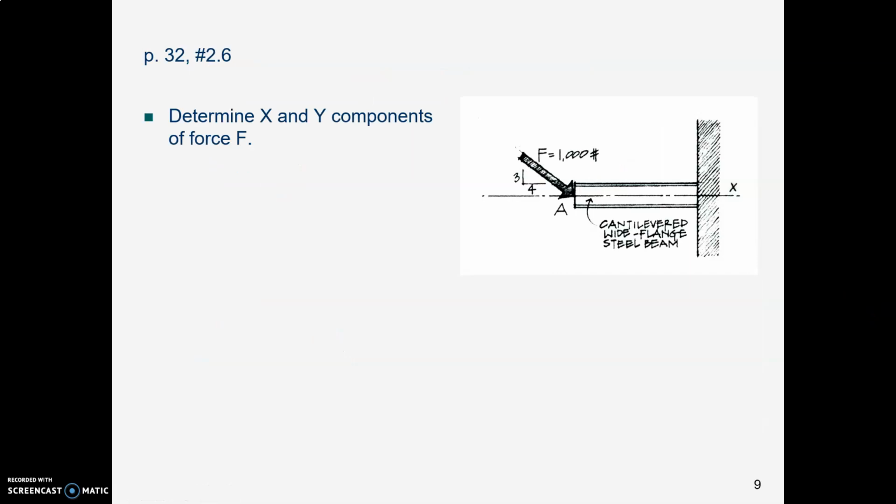Okay, now we have two problems that we're going to work on. And the first one here, we have a 1,000-pound force pointing at the end of this steel beam. And unfortunately, they don't tell us the angle of that force. They do tell us that it's sitting at a 3 to 4 rise over run ratio. Now remember our friend the Pythagorean triple? A couple times ago we saw a 3, 4, 5 triangle.